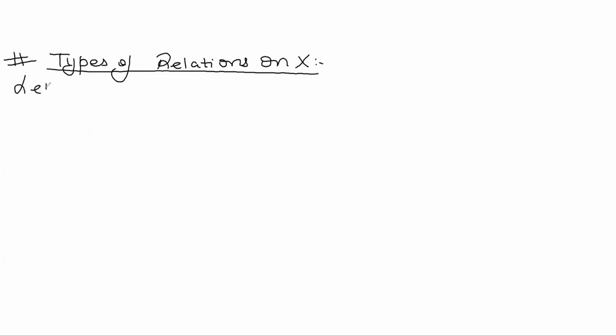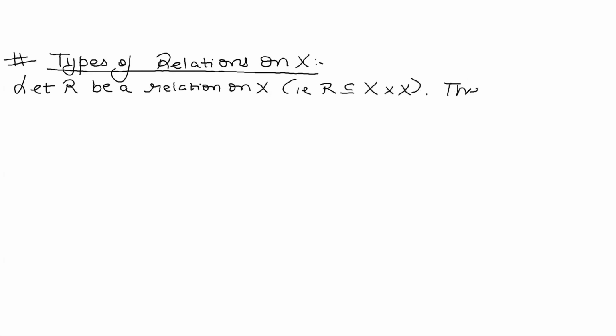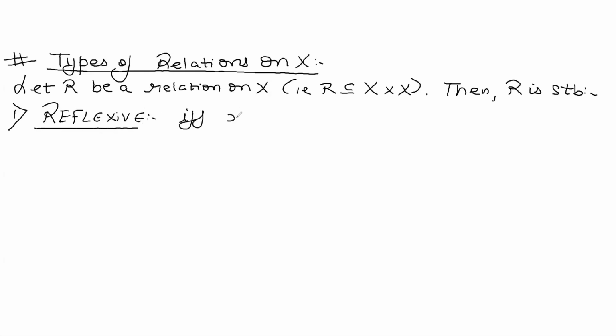Okay, so let R be a relation on X. That is, R is a subset of X cross X. Then R is said to be, point number 1, reflexive if and only if x is related to itself for all small x belonging to the set capital X. That means a relation is said to be reflexive if every element of the set X is related to itself for all small x belonging to the set capital X.